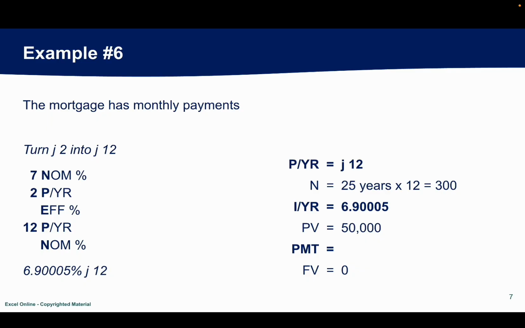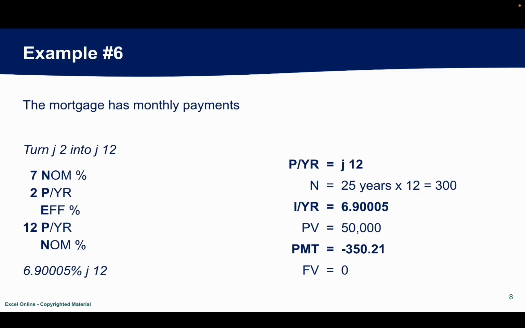IYR is 6.90005, and again, this is already saved in the calculator through the NPEPN steps. PV is 50,000 as that is the loan amount. PMT we leave blank because that is what we are looking for. And FV is 0 because it is a mortgage.